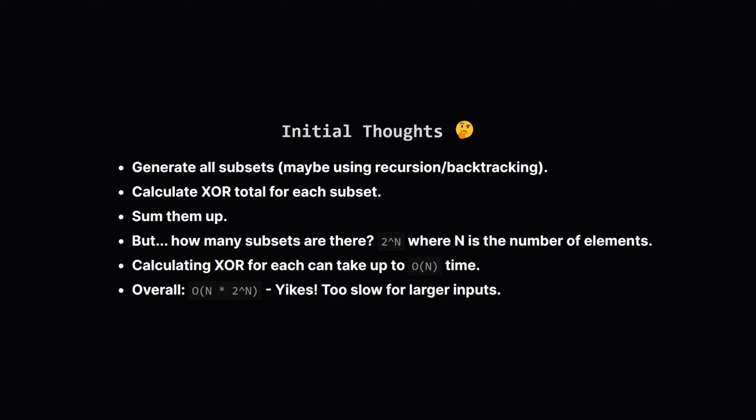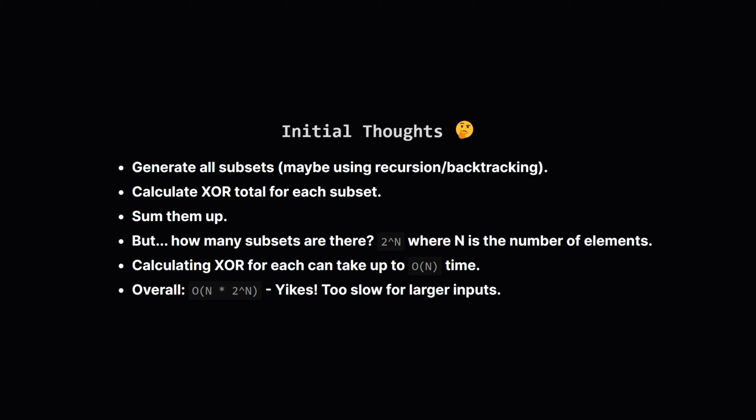So, the most straightforward idea is, well, exactly what we just did manually. We could write some code, maybe using recursion, to generate every single possible subset. For each one, we calculate its XOR total and add it to a running sum. That definitely works, but think about how many subsets there are.